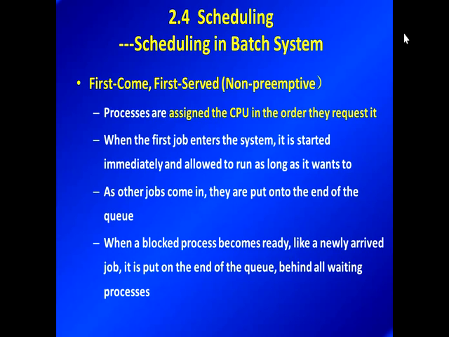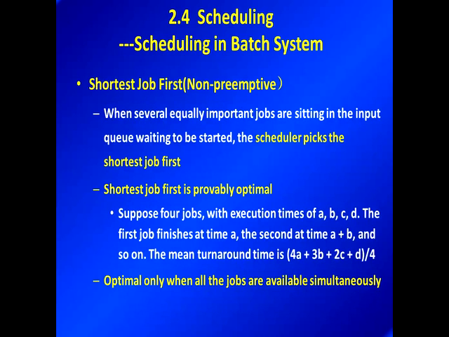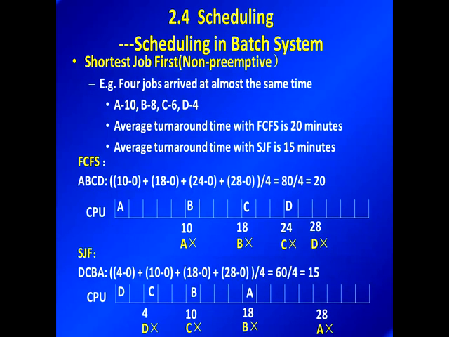So for the FCFS, first come, first served, it's going to choose the job according to the order they arrived at the system. So the first one arriving at the system will get into CPU to finish its job. And this algorithm is a non-preemptive algorithm. For the second one, shortest job first, it's also a non-preemptive algorithm.